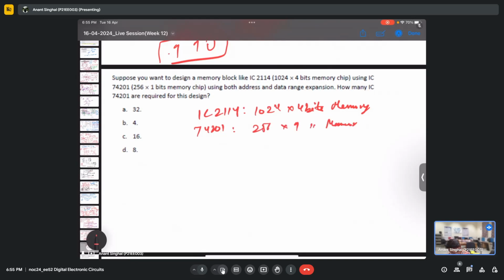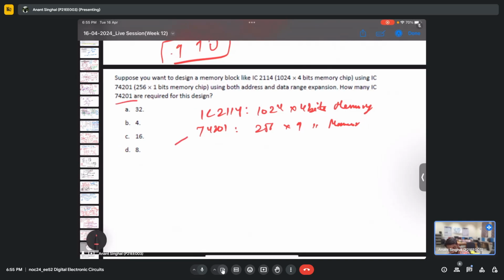So what is ours using both? How many ICs? 7401. So we have already done this. This is DEC 0808, which is already covered, which is a kind of 8-bit IC. So we have these three ICs. So in this it is asked 74201. How many are required for IC 2114?